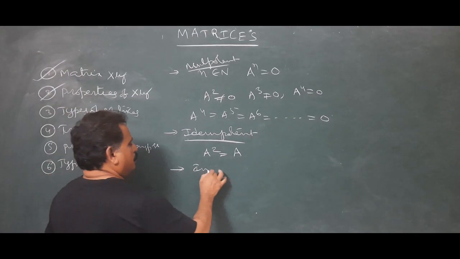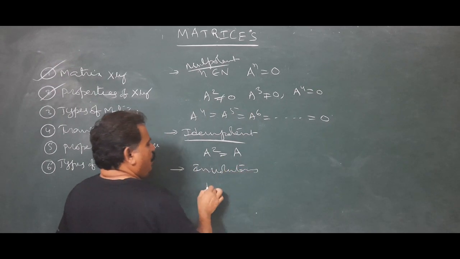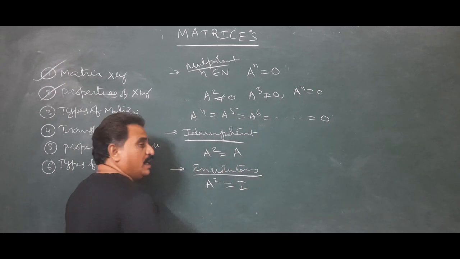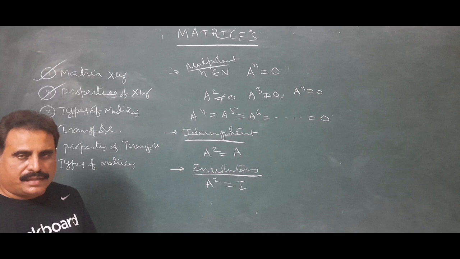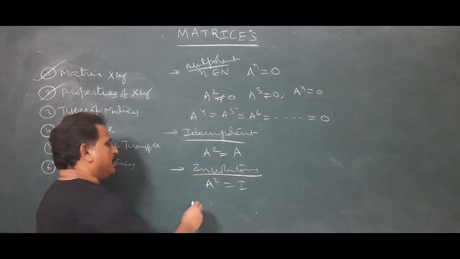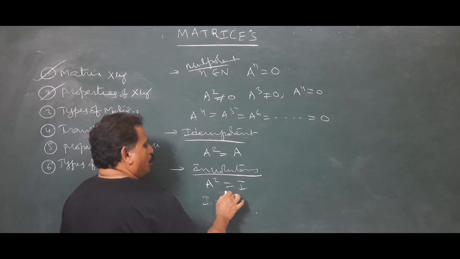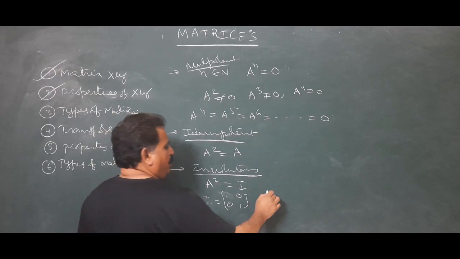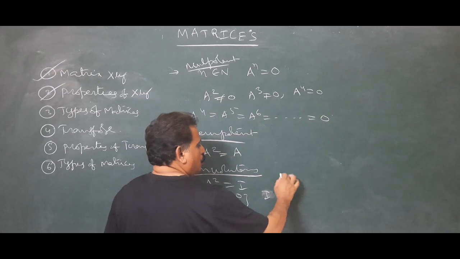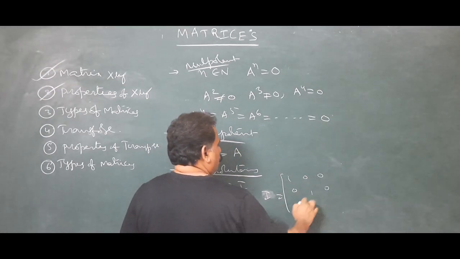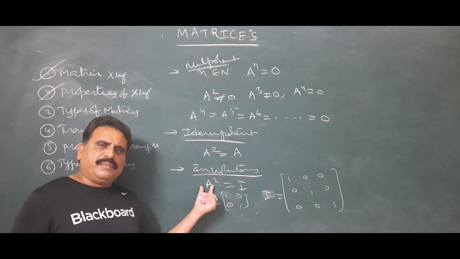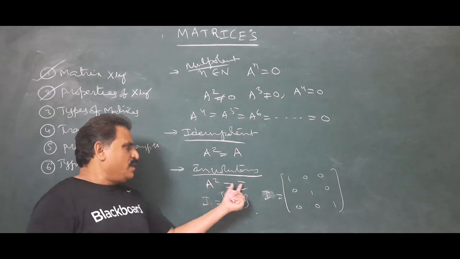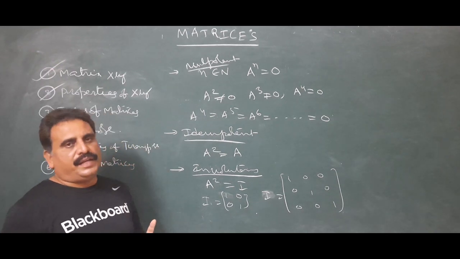Involutory matrix. If A square equals I, then A is said to be an involutory matrix. I means identity matrix. If A is 2 by 2, then I is [1 0; 0 1]. If A is a 3 by 3 matrix, identity matrix I equals [1 0 0; 0 1 0; 0 0 1]. If A is an n by n matrix and A square equals I, the identity matrix of order n, then A is an involutory matrix.